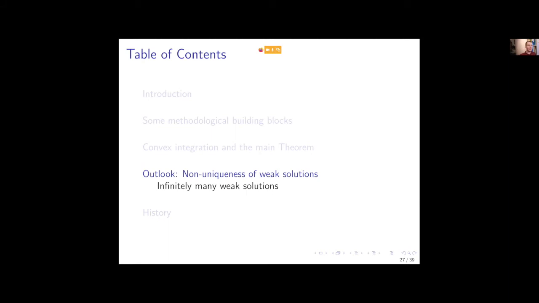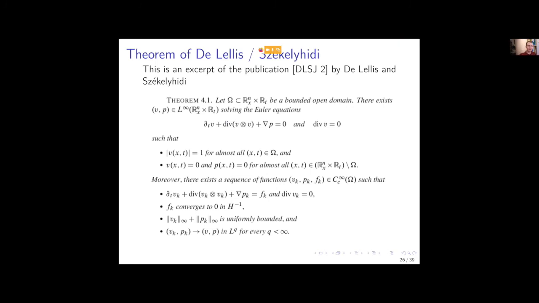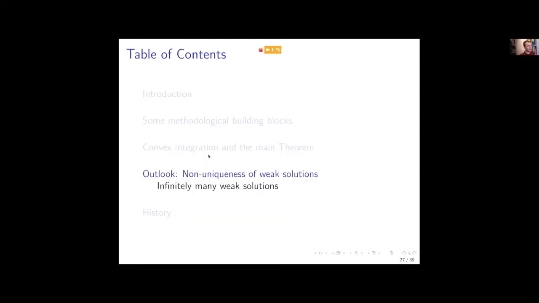I will show you a more general theorem in a moment, but just mind you, this was the first result by De Lellis and Székelyhidi, and already it's groundbreaking, right? Because this is a very absurd solution, so to speak. It's a solution you would not expect to get. You would not expect a solution of the Euler equations to have this property, especially not from a physical point of view.